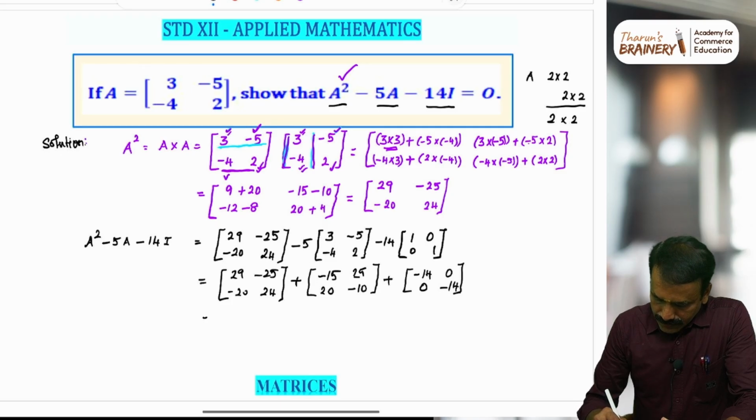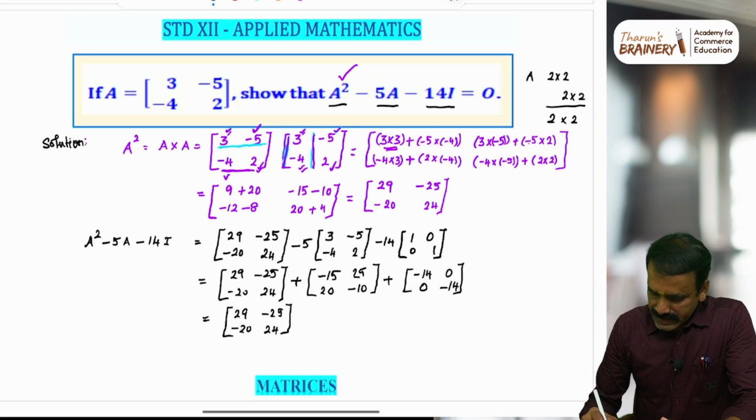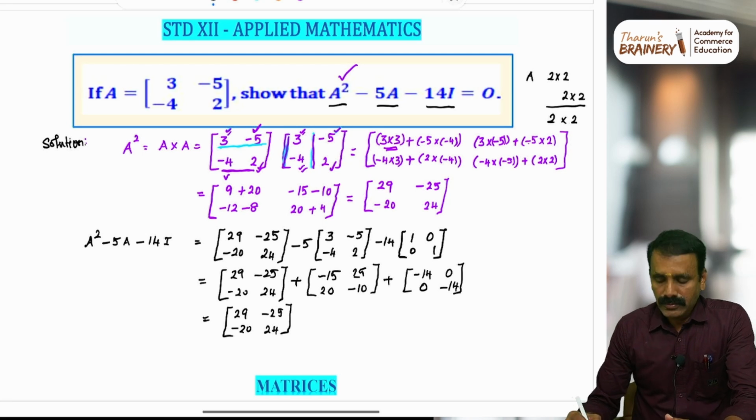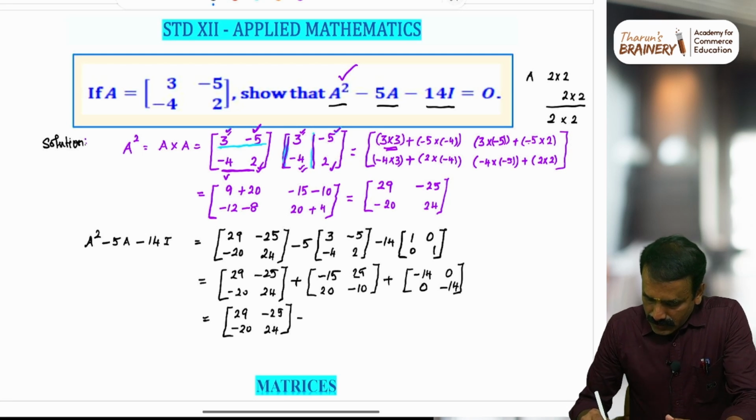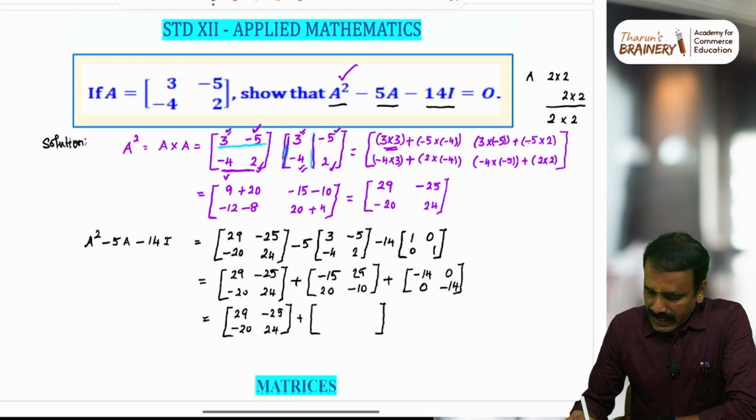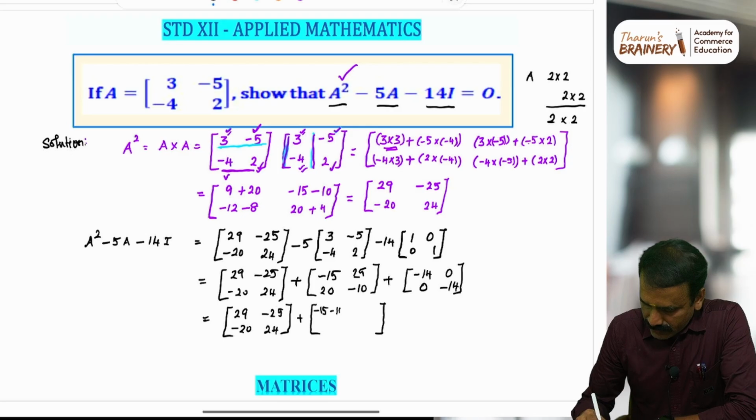Now, we keep the first matrix as such. We simplify it afterwards. We try to add the second and third matrix. Any order we can do. Okay, better to do the second and third first. If you do it, you will see the result very clearly. So it is minus 15 added with the minus 14. Okay, if you want, you can do one step further. Minus 15 added with the minus 14.